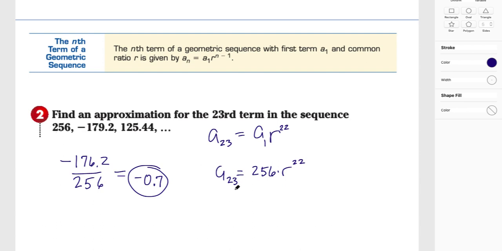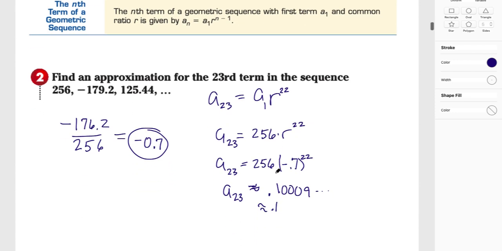All right, so we have the common ratio. Now we got to grab our calculators because nobody's going to do this by hand. We're going to grab our calculators and we're going to plug this into our calculator or into Desmos. We're going to calculate what this value is, and we get that A23 is equal to approximately, I guess I should use my approximately lines, make those wavy, 0.10009, and more digits. So that's going to be approximately 0.1. All right, hopefully that makes sense.